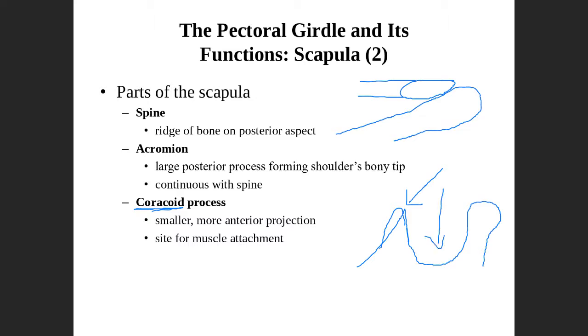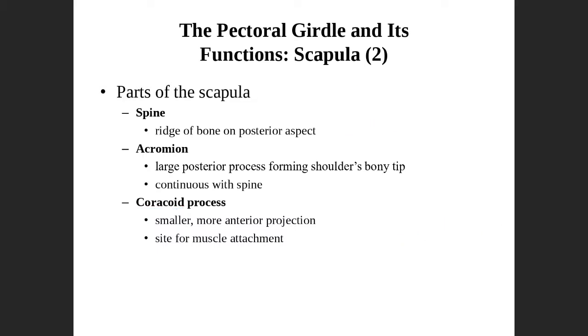Well, here we have the coracoid process. And coracobrachialis, one of the muscles of your arm, attaches onto the coracoid process. So note the spelling on that one. Just a couple parts to the scapula.